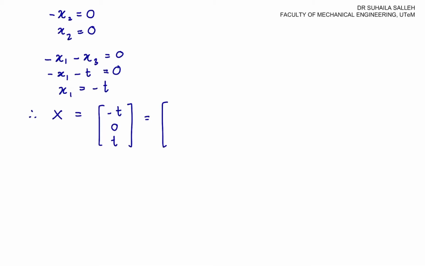So the next step, we bring out our t value. T is arbitrary, so we bring out t. What is left is minus 1, 0, 1. Now, at this stage, which one is our eigenvector? You have to normalize first. Normalizing means what? We divide with the entry that has the highest absolute value. Which one has the highest absolute value? The first entry and third entry both have the same absolute value, isn't it? So let us just take minus 1.